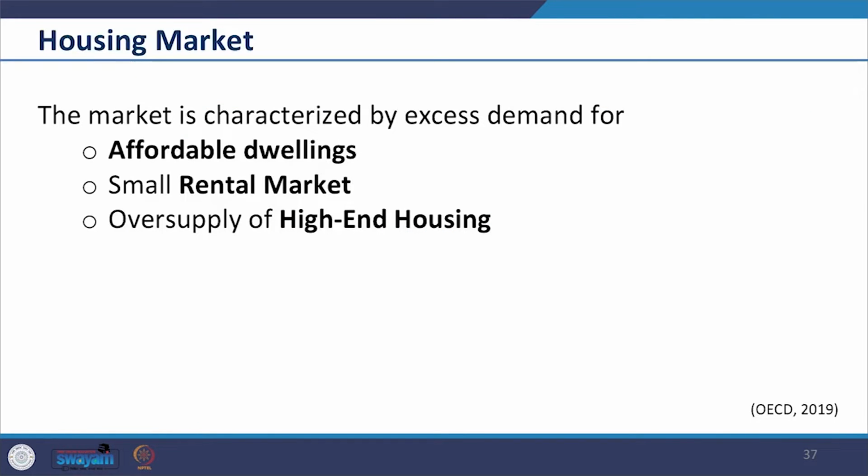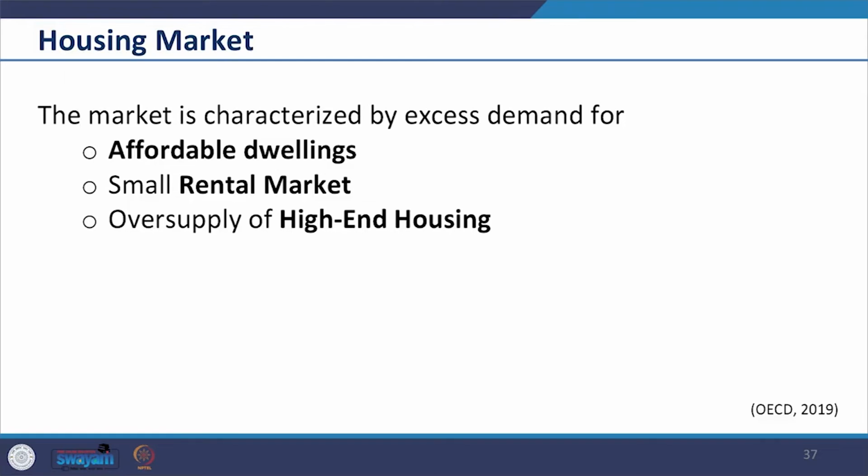Now we look at the housing market in the country. The market is characterized by excess demand of affordable dwellings, a small rental market, and an oversupply of high-end housing, especially in the urban areas. We see that the housing shortage among the low-income group is large, despite an increase in the stock of quality housing in recent years, because the house prices are high according to the incomes and access to credit is often challenging.